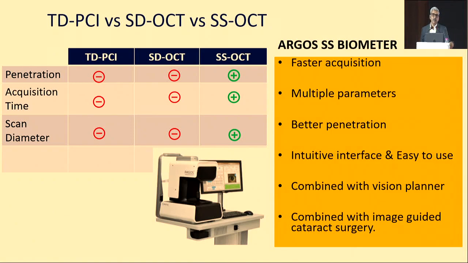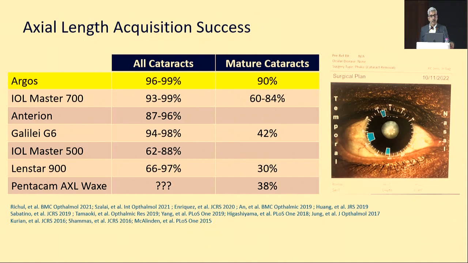So these swept source OCTs, and especially the Argos, have faster acquisition, give multiple parameters, have better penetration, an intuitive interface and are easy to use. It is combined with the vision planner and with our very own image-guided system, which we use regularly. If we look at the penetration of these OCTs, now all the swept source OCTs have much better penetration compared to the previous generation OCTs.